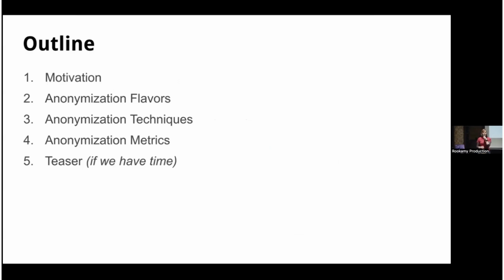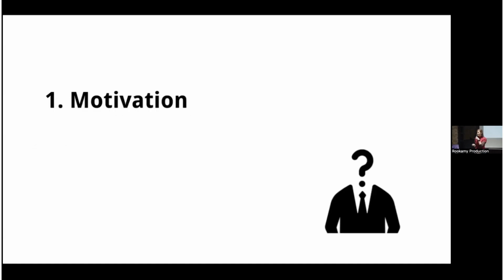Okay, so we'll start with the motivation about why we need anonymization in general. Then we'll discuss different flavors, meaning types of anonymization. Then we'll dive a little bit, not very deep, into the techniques of anonymization metrics. And I have a teaser prepared for you for the end of today's night, if we have enough time. I hope we do. So let's start with motivation. Why would we need to anonymize text at all?